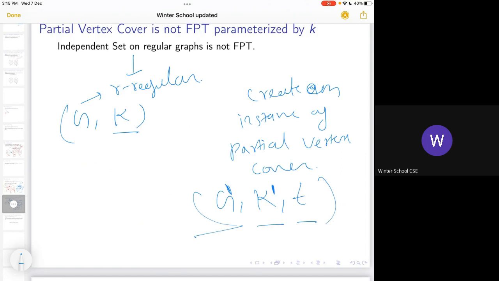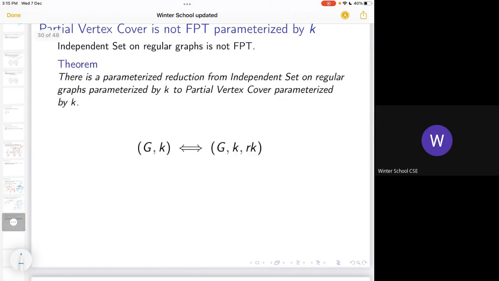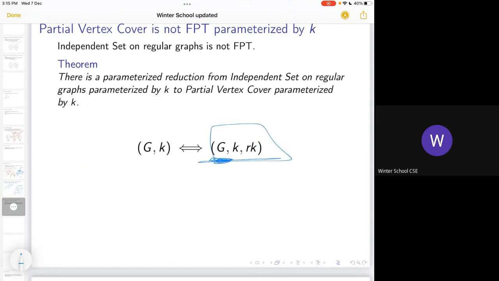Okay, so you got the idea correct. Let's try this. Let's keep this as our instance for the partial vertex cover problem. Our graph is G, the parameter is k, and t, the number of edges we want to cover, is r into k.